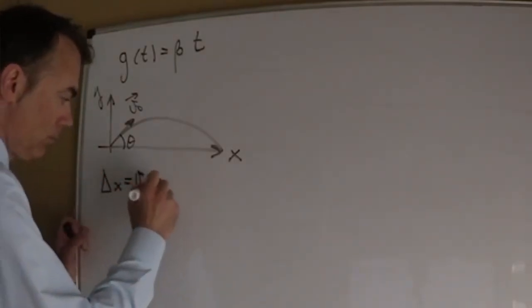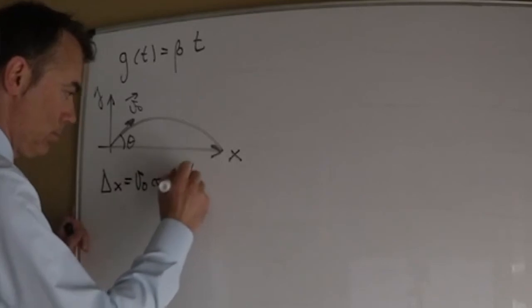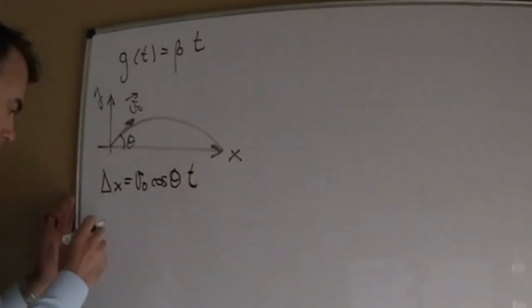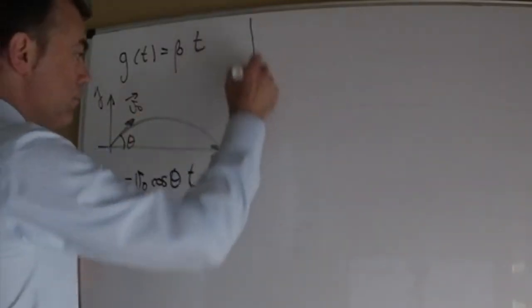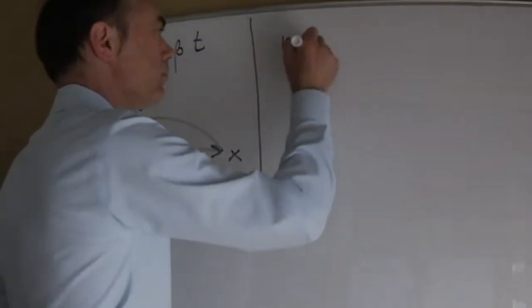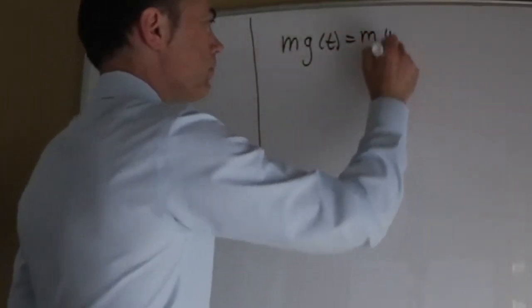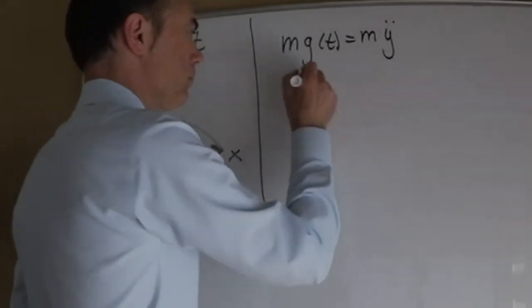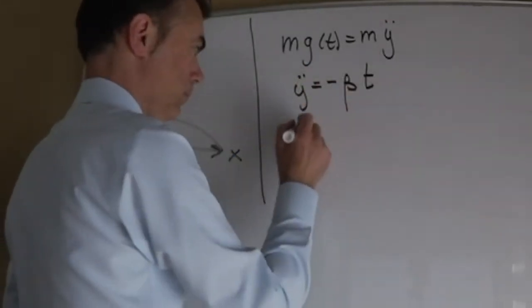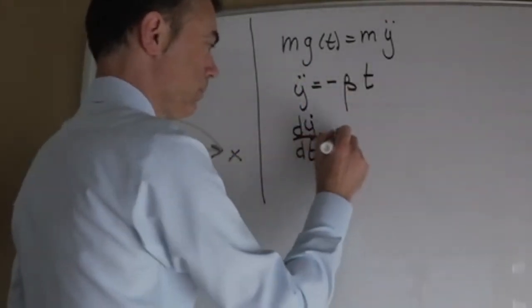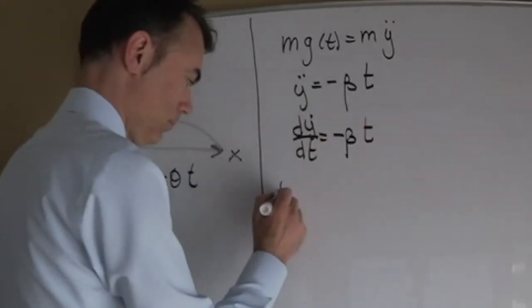On the x-axis, nothing is different from Earth. There is no acceleration on x, so the object will move with constant velocity, uniform motion. On the y-axis, though, we have that the acceleration, y double dot, is equal to minus beta t. I integrate this expression once and get the velocity as a function of time.